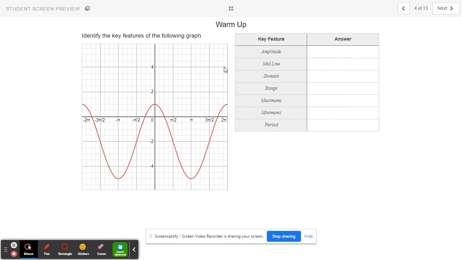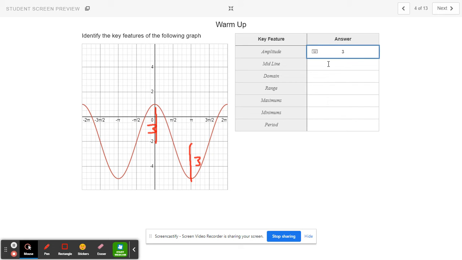Now the last warm up is identifying key features of a graph. What is the amplitude? Given the graph, what's the amplitude? Normally, if it was the equation, we would just look for the A. Here you have to identify the midline. The midline here is at -2, so what's the amplitude going to be? It's going to go up to 1, so that difference is 3. So this amplitude right here is 3. If you did it towards the min, you'd get the same thing, from -2 to -5. That's 3. So my amplitude is 3.